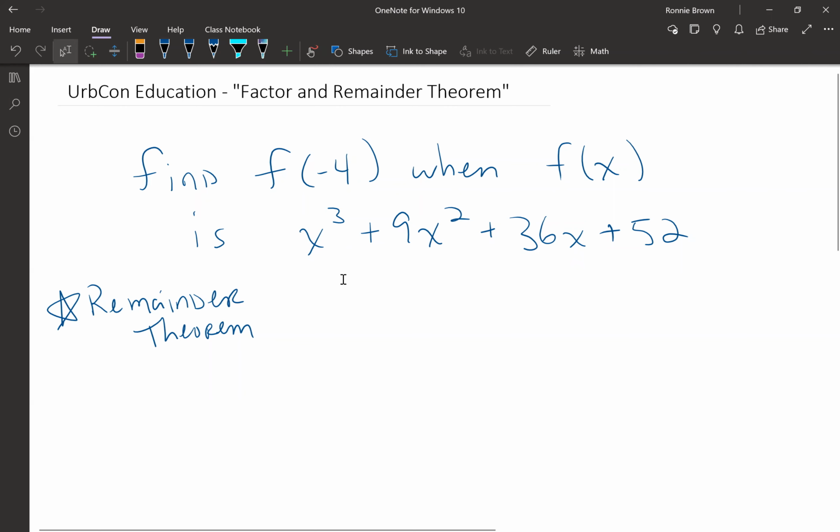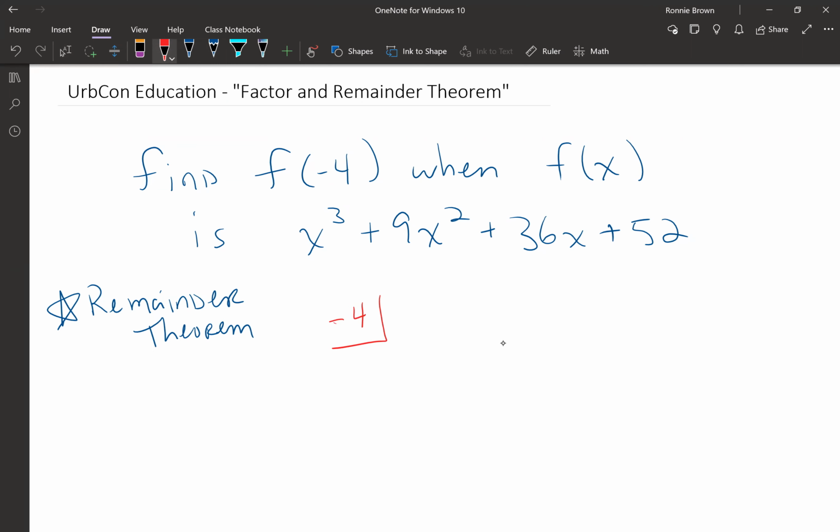But we can use what's called the remainder theorem. In the remainder theorem, we're using synthetic division to help us find the answer to f of -4. So let's go ahead and give that a try. We're going to use -4 inside of the box, right? Because that's the value that they give us.